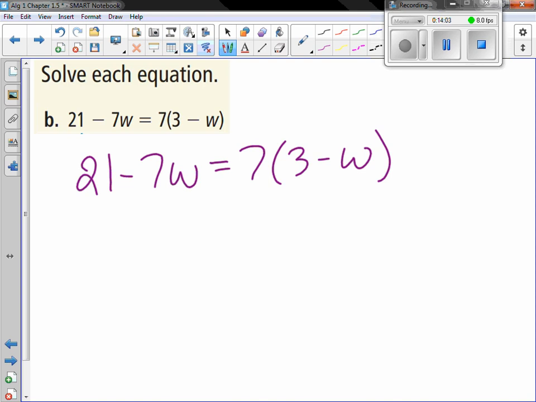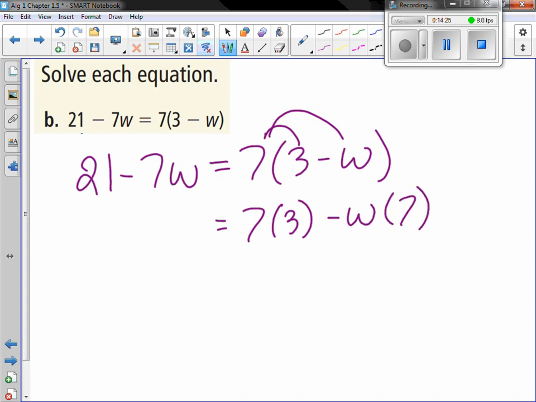So again, when we want to solve one of these here, we want to get the w's on one side. We want to get everything else on the other. Now, before we can start moving stuff from one side to the other, we've got to make sure we have everything combined on either side. So here we have to multiply through by 7. So we're going to have 7 times 3 minus w times 7. Now, we don't have to do anything over here, because the 21 minus 7w is as simplified as it gets. There's no like terms on that side. Because they're all combined, we only have 2 terms. But we do have to do some simplifying on the right side.